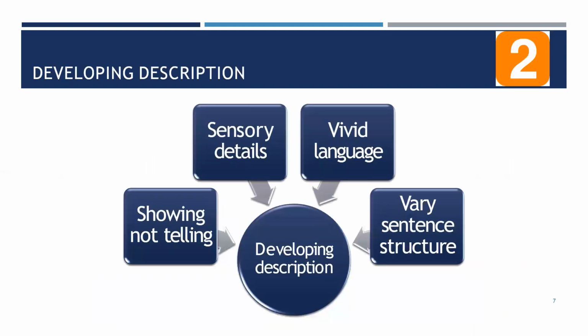So in developing description, we have some aspects. The first aspect is showing, not telling. The second aspect is sensory details. And then the third one is vivid language. And the last aspect is varied sentence structures.